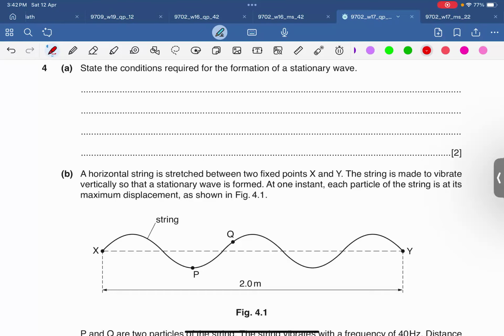Sir, when two waves have the same frequency and wavelength, traveling in opposite directions, they interfere with each other. Okay. And Irfan, what about you?